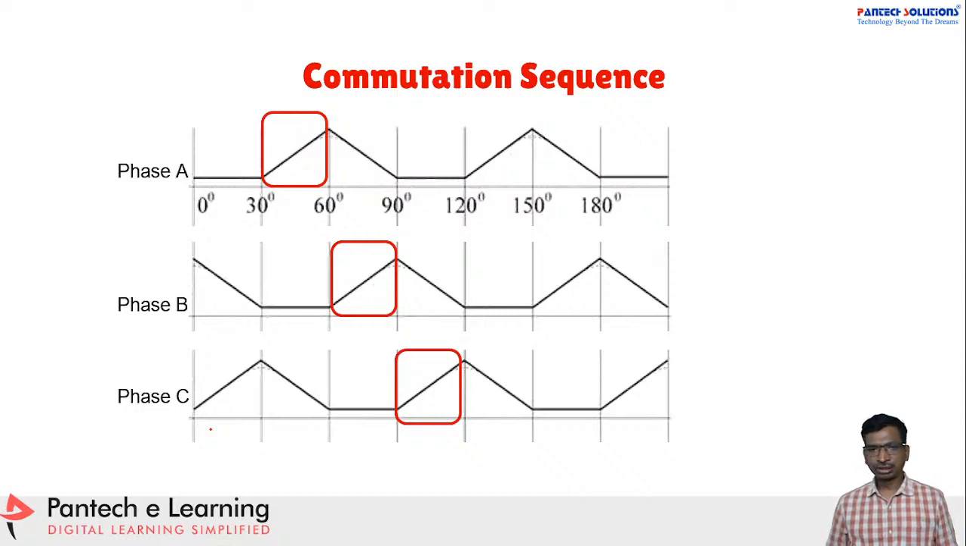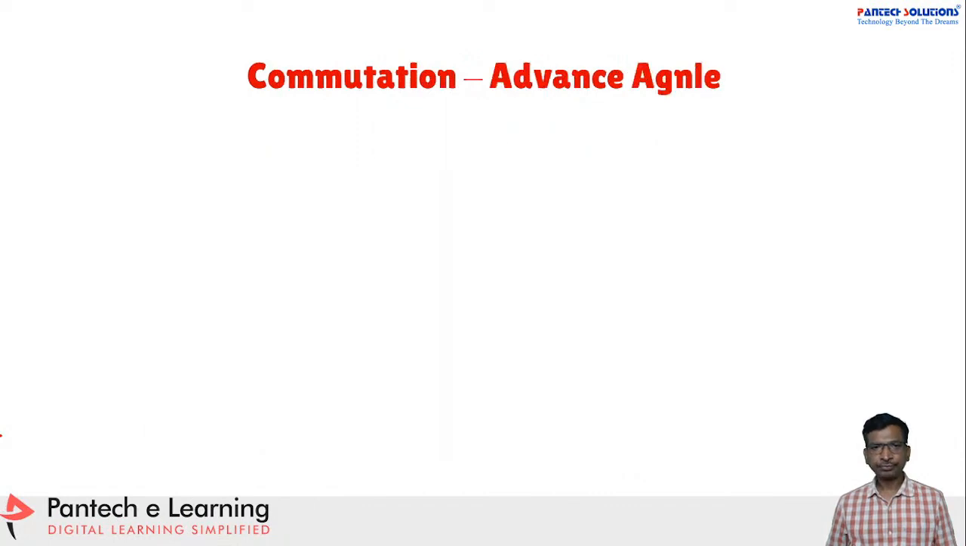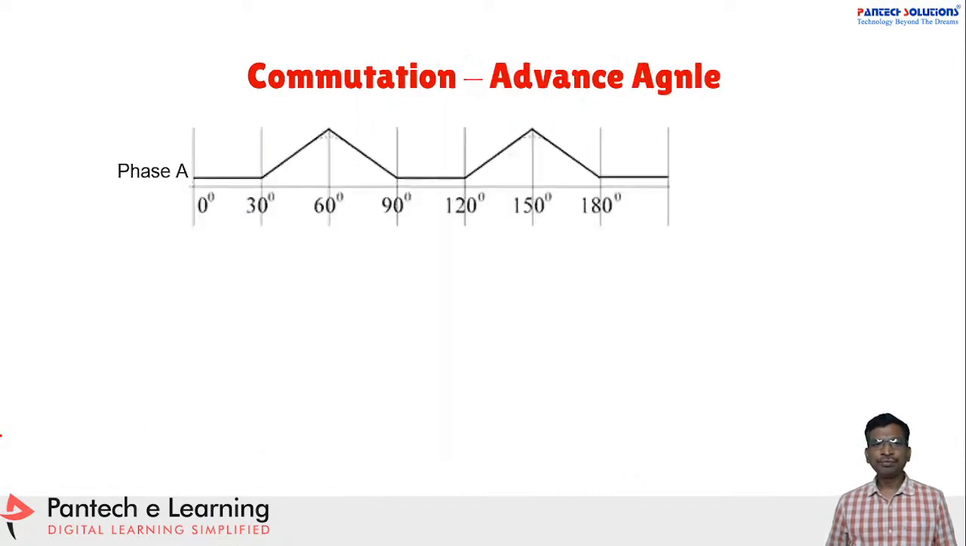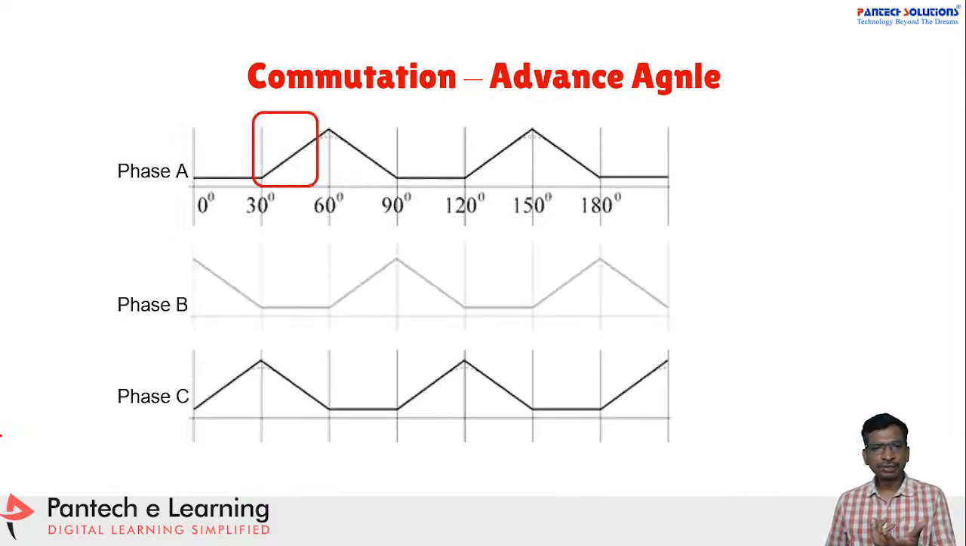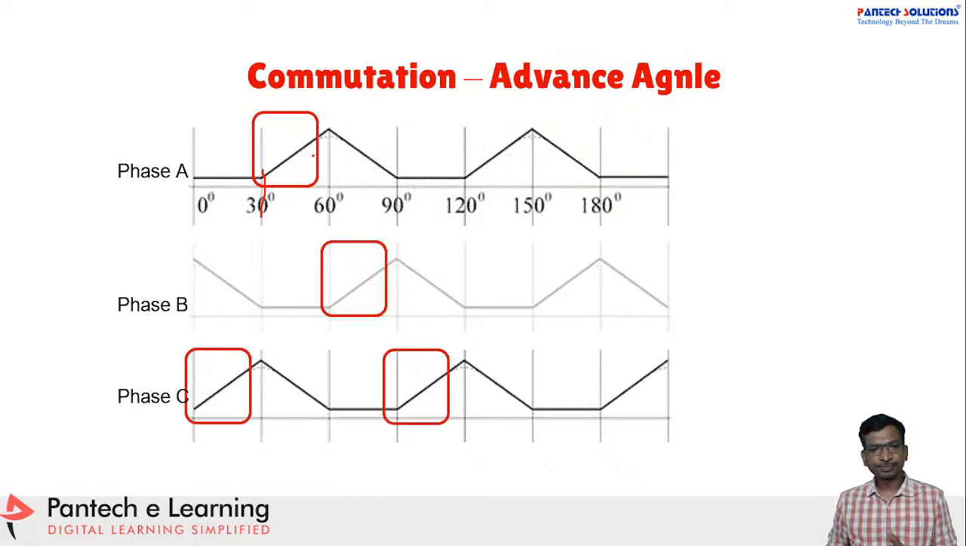So now let's move to the next topic. How can you control the speed, how can you increase the speed? There are a few methods. Similarly, you can advance the commutation angle slightly. Instead of 30 to 60, you can use 25 to 55. Then the motor speed control will be huge, so you can get variations in the motor speed.